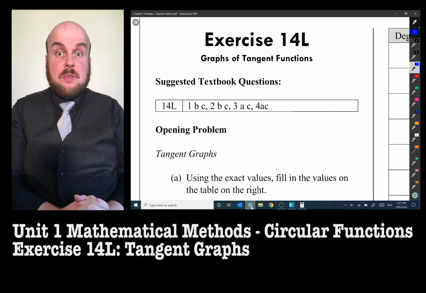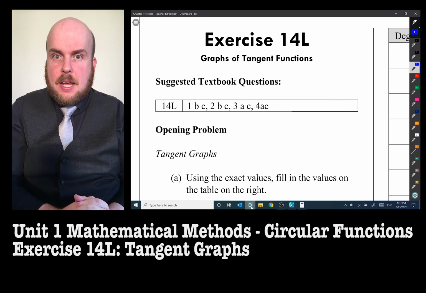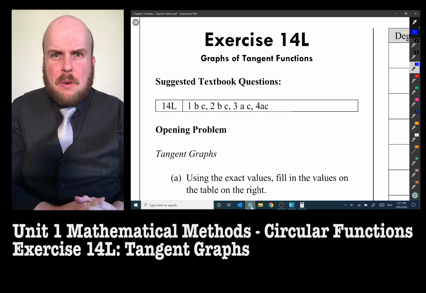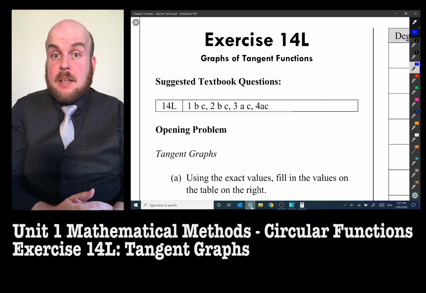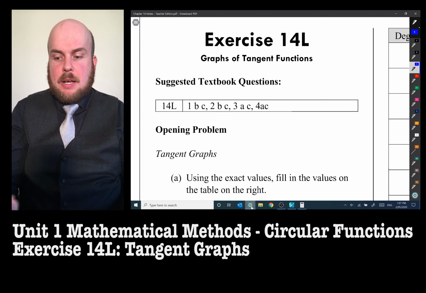So if sine and cos functions get to have a graph, do tangent ones do? Well, yes they do, but they look very, very different. And so what we're going to do, much like the other graphs, is fill in a table of values and then start plotting away.